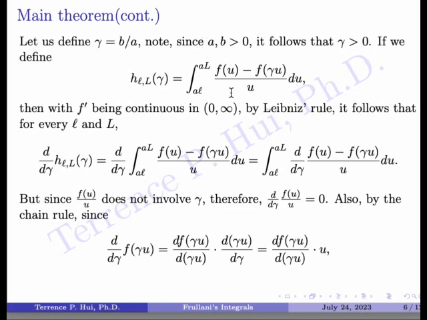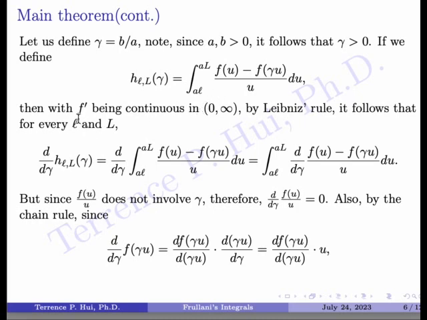Now define this function: the integral from little l to big L of f of u minus f of gamma u over u du. After you integrate this with respect to u, whatever the answer is, it is a function of gamma. So that's why I'm going to define a new function called h of gamma. But I'm going to carry along little l and big L because I'm going to need to use that later on, right? Because remember, little l and big L are arbitrarily set at the moment.